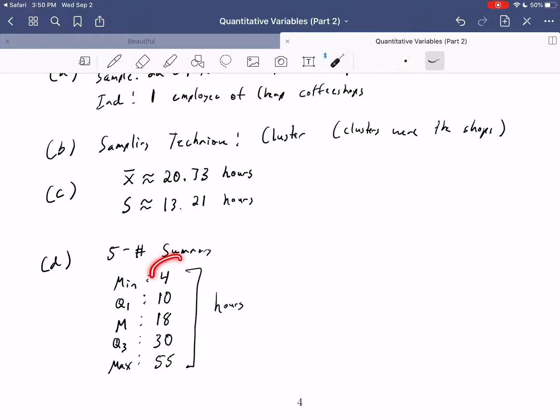So the minimum somebody worked per week was 4 hours per week. The maximum was 55. The median was 18 hours. Notice that the mean and median do give us different ways of visualizing the center. And Q1 and Q3 were 10 or 30 hours, respectively.